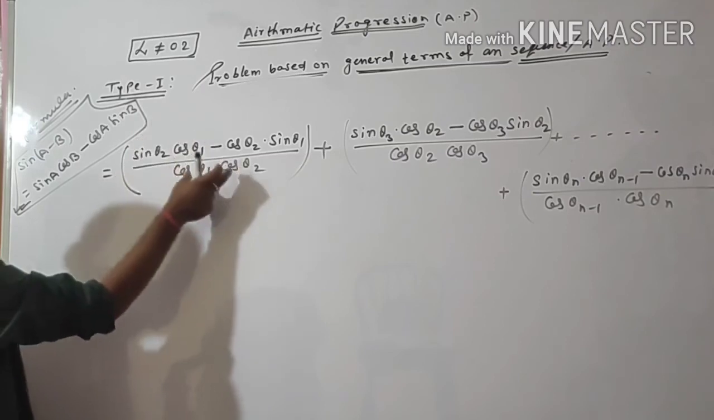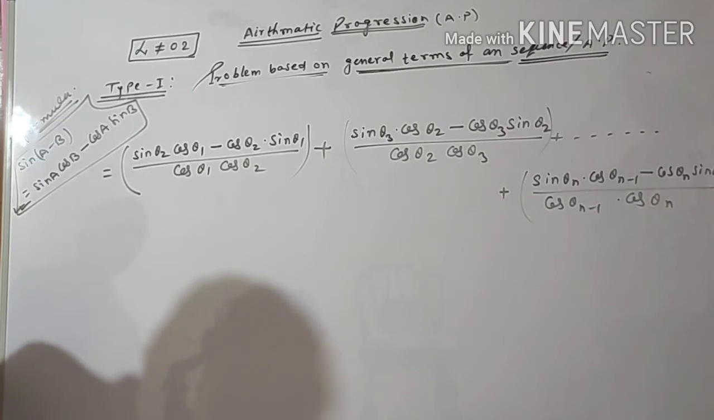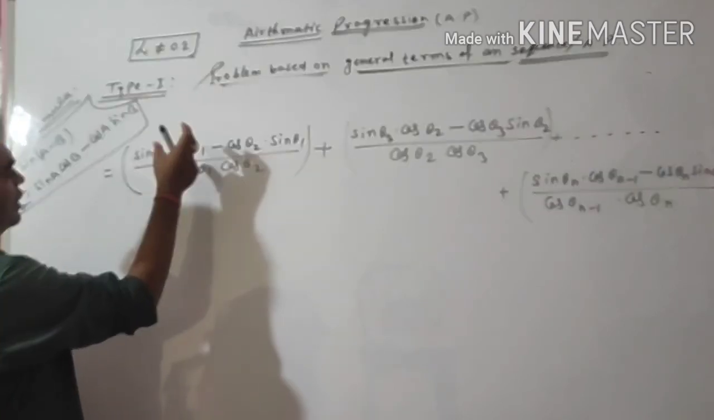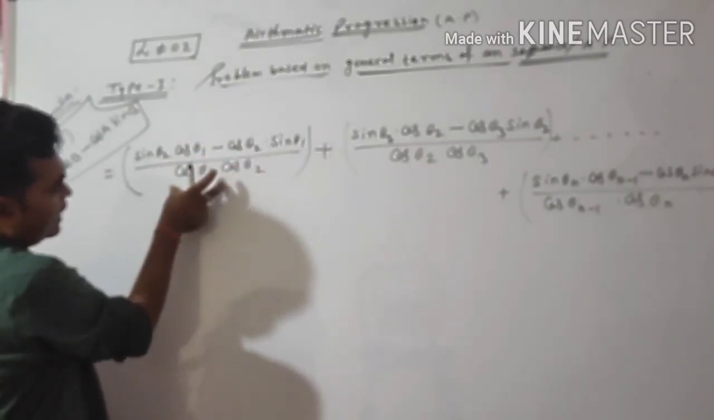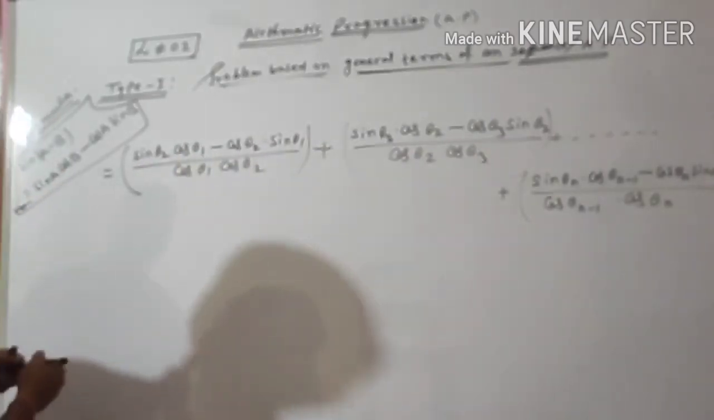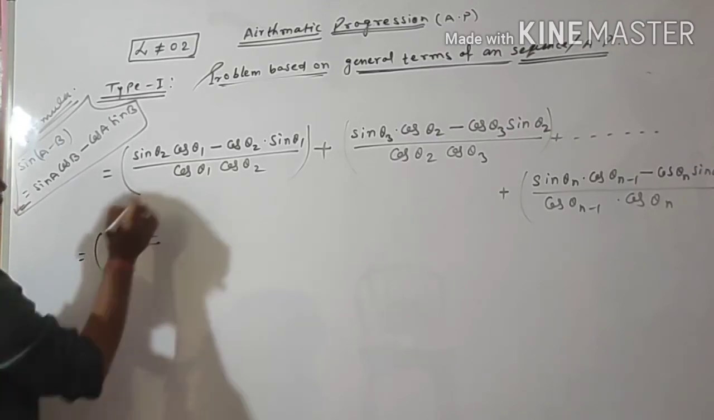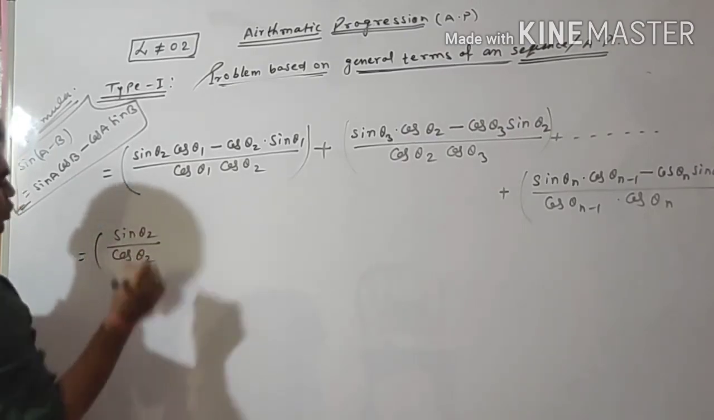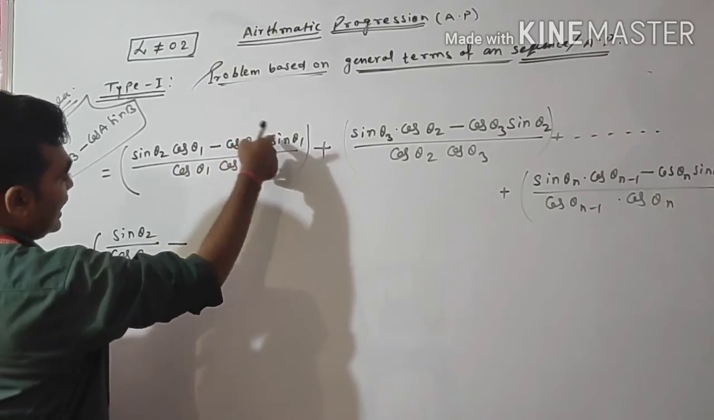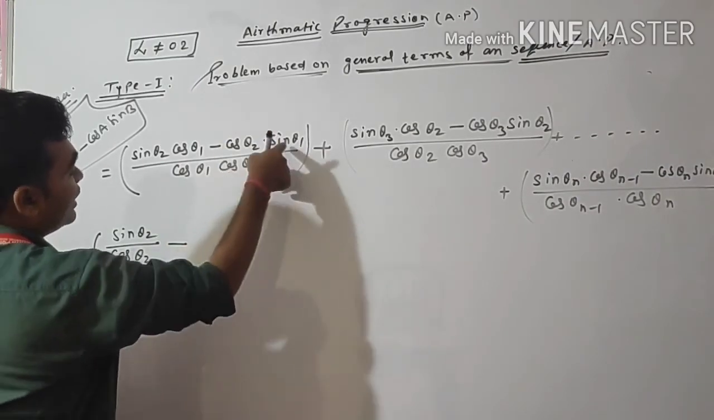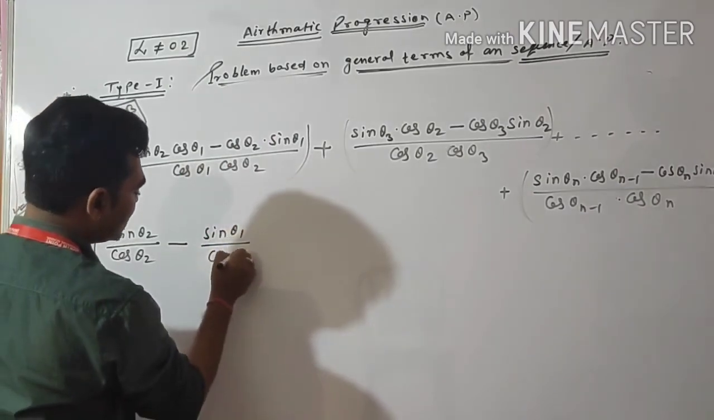Then here this term by this term, and you people are smart. Here cos theta 1 and cos theta 1 is cancelled. Here this by this and cos theta 2 is cancelled. Now further we write sin theta 2 by cos theta 2 because cos theta 1 by cos theta 1 is cancelled out. Now here in the second term cos theta 2 is cancelled. Then sin theta 1 by cos theta 1.